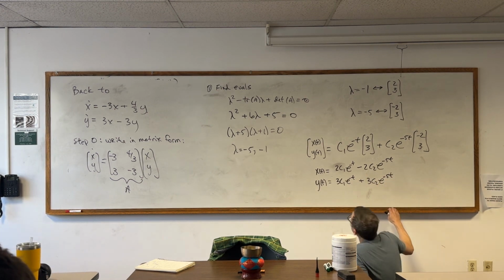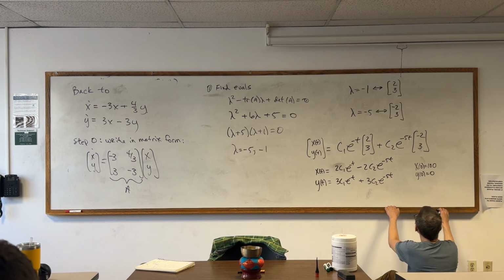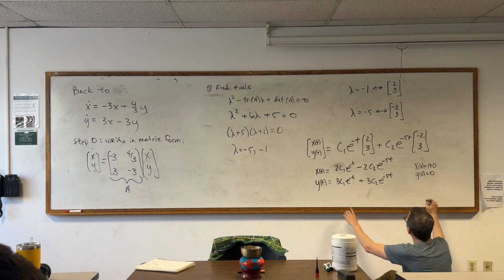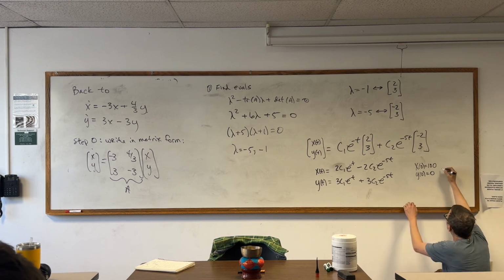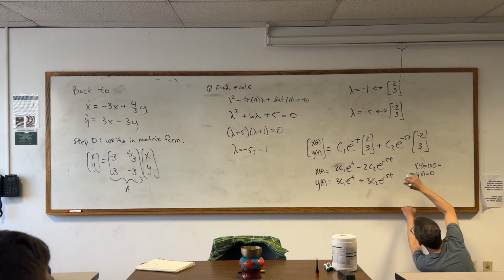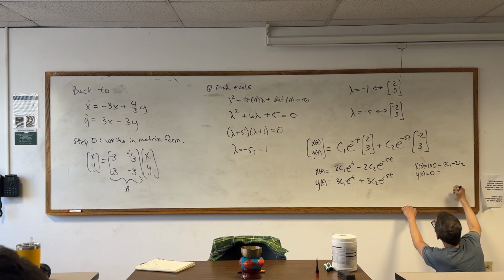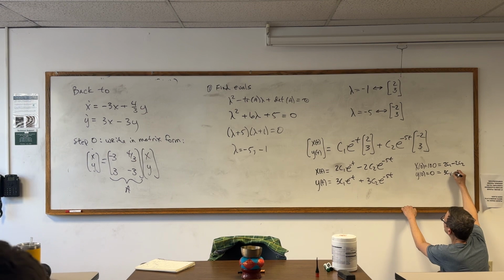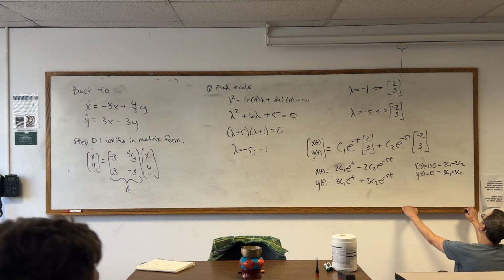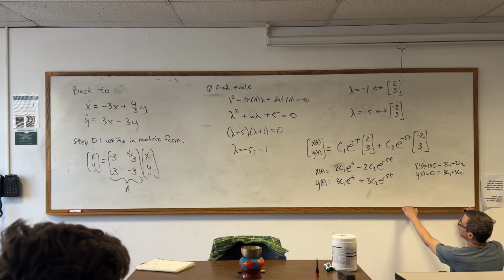And if I do that initial condition, x at 0 is 100, y at 0 is 0, when you plug these in, the equations are gonna look like this. So 100 will equal, replace the t with 0, it just kills the e's. So you get 2c1 minus 2c2. And this one's 3c1 plus 3c2. Is that right? Yeah.